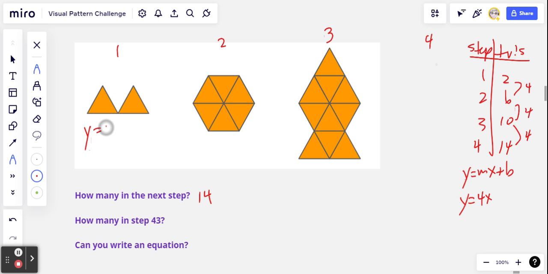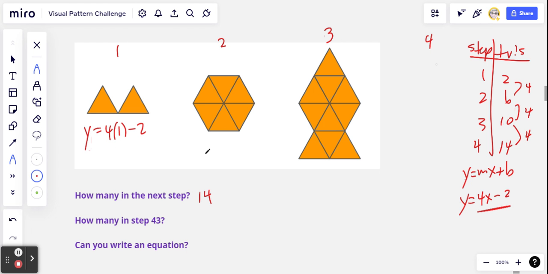So y equals 4, and we'll put in 1 for x to begin with. So 4 times 1 is 4. And that's supposed to predict the number of triangles, but we only have 2. So we've actually got 2 too many according to our equation. So we need to take 2 away. And we'll do that in our equation as well. So that's our equation, y equals 4x minus 2.